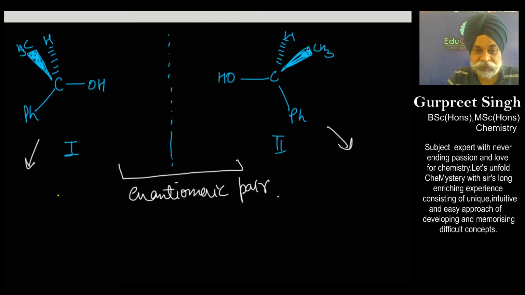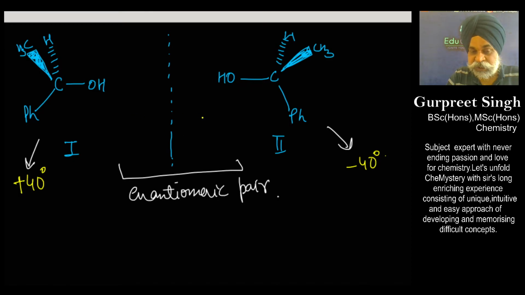Now you have to remember that if a pure sample of this compound is rotating the light by 40 degrees, this would be rotating it by minus 40, or vice versa. The magnitude of rotation of light in the case of one, if it is 40, in the other it would be minus 40, or vice versa. So the magnitude would be the same, only the direction of rotation would be different.